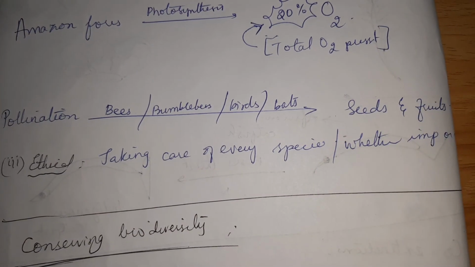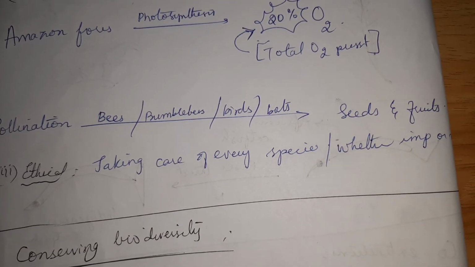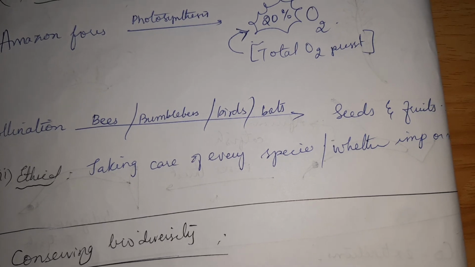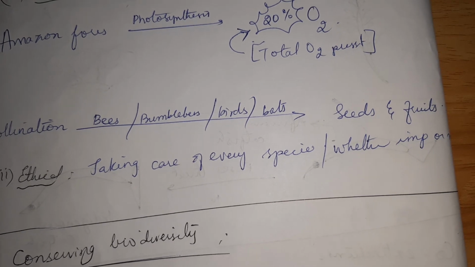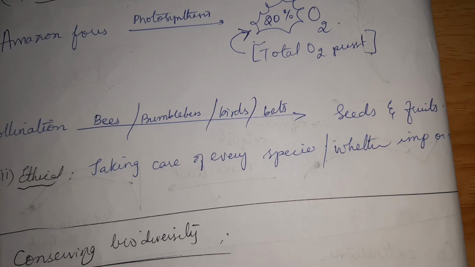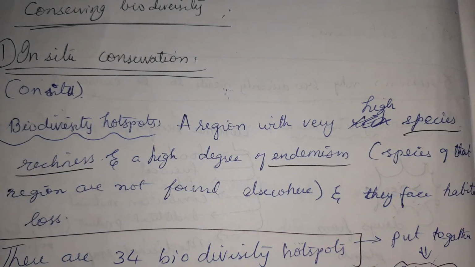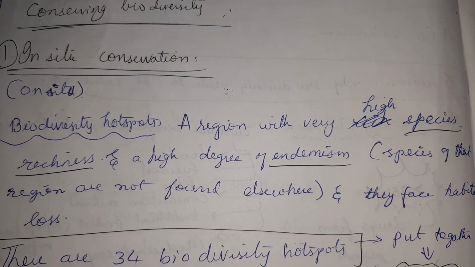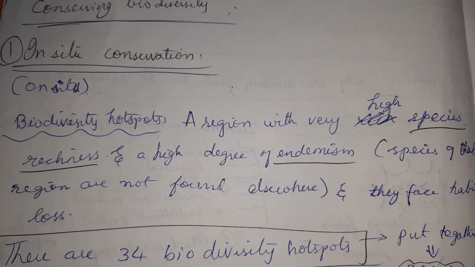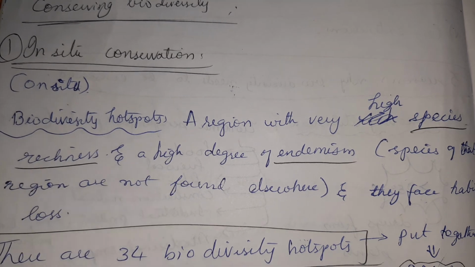Then comes the third reason, which is the ethical reason. That is taking care of species whether they are important or not. These were the three reasons why we should conserve biodiversity. Now, how can we conserve biodiversity? The first point is in situ conservation, meaning on the site, in the habitat of the animal or the plant, we should conserve it.